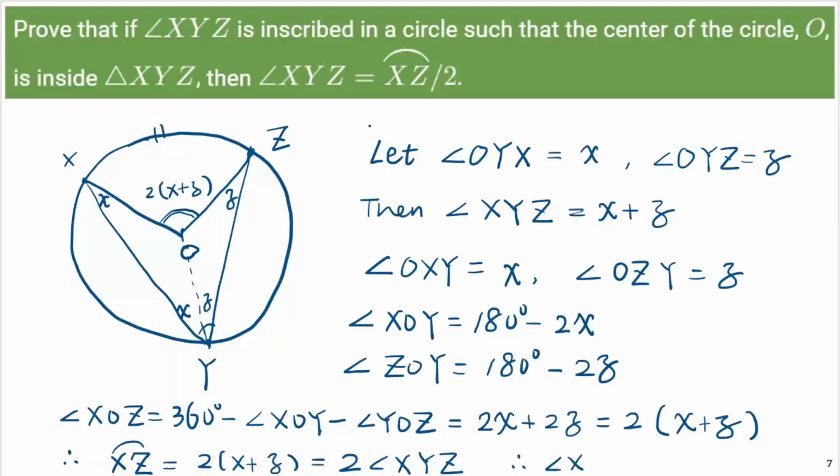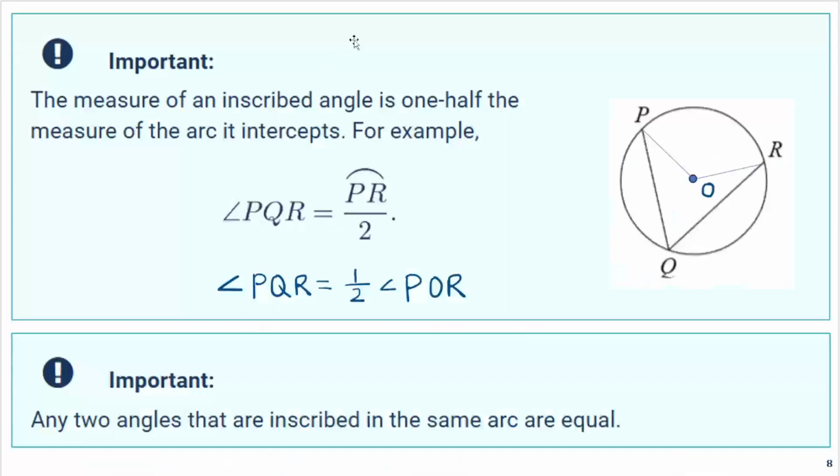Therefore, we have angle XYZ equals 1/2 of the arc XZ. So this angle here is always half of this angle here, the corresponding central angle. Did you get it? Again, this is another important property of the inscribed angle. So let's make a summary here. The measure of an inscribed angle is 1/2 of the measure of the arc it intercepts.